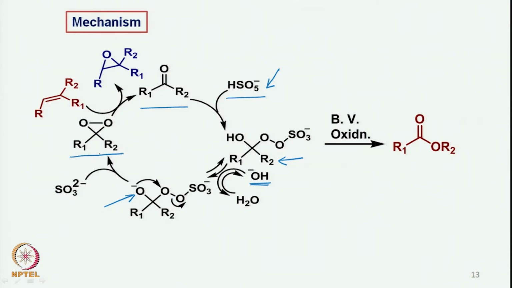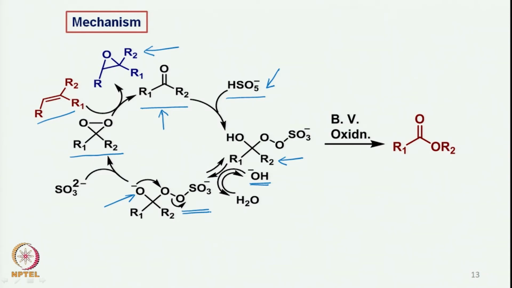Now this dioxirane reacts with the olefin present forming the epoxide and regenerates the corresponding ketone, that is this type of ketone. So we have started with the ketone, and then under the basic conditions it allows the intramolecular attack of O minus onto the oxygen, because you have this sulfate ion as a leaving group, and then it undergoes the corresponding formation of the dioxirane and of course epoxidation.